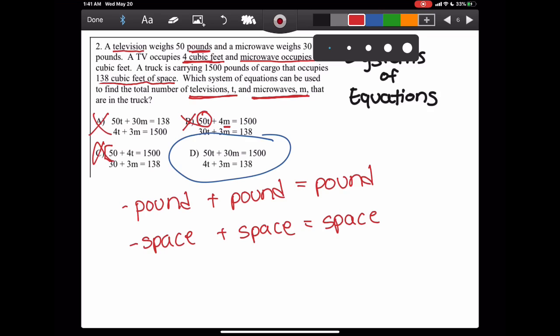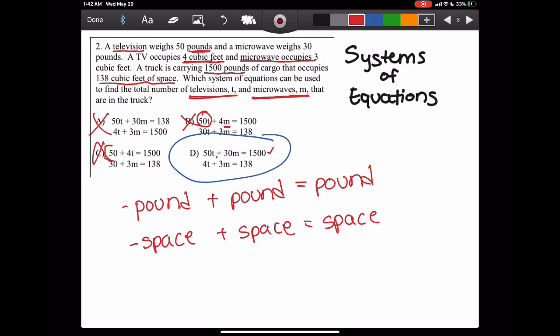50T plus 30M. 50 is associated with television. That checks out. 30 is associated with microwave. That checks out. We're talking about pounds here, so pound plus pound must equal pound. And does it equal 1,500? 1,500 is associated with pounds. The first equation checks out. Let's look at this next one.